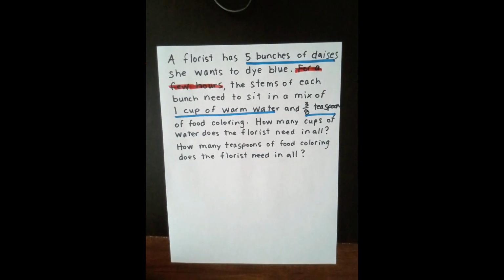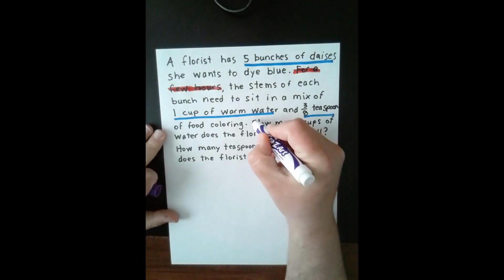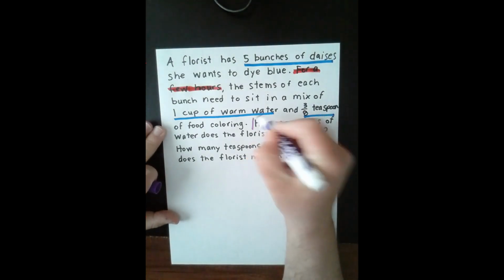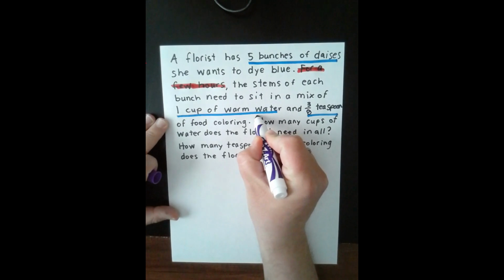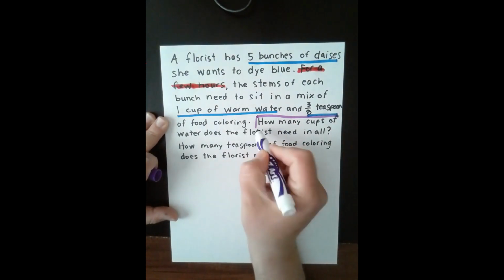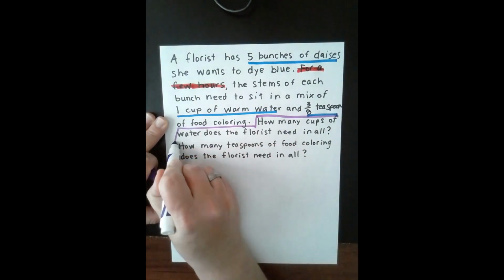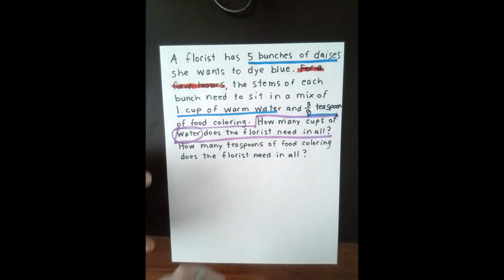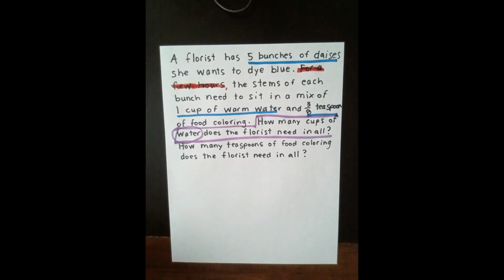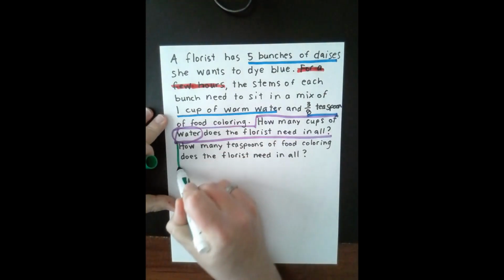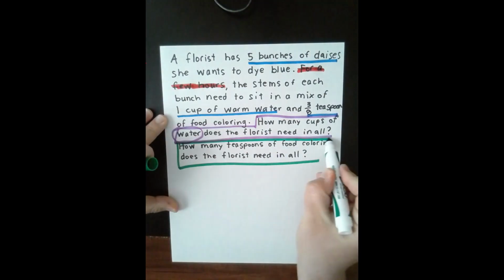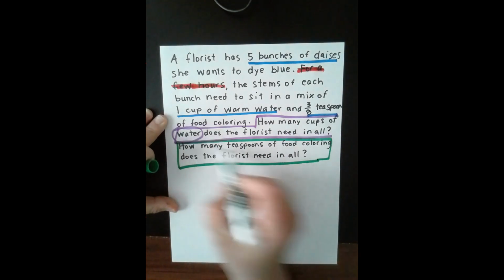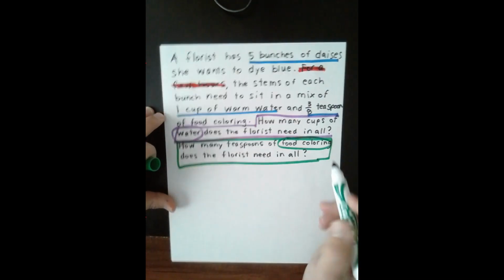Now, the next thing I want to pull out is there are 2 questions here. And sometimes if you read the problem really quickly, you don't catch both questions. But one question is, how many cups of water does the florist need in all? So we want to know about water. And then the next question I'm going to do in a different color is how many teaspoons of food coloring. So we want to know, and I'll circle that. So we have 2 questions here.